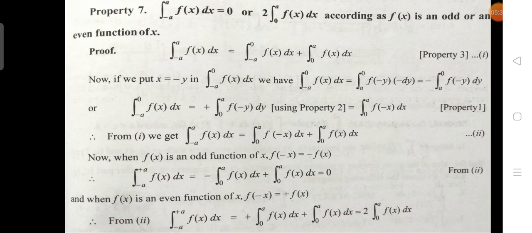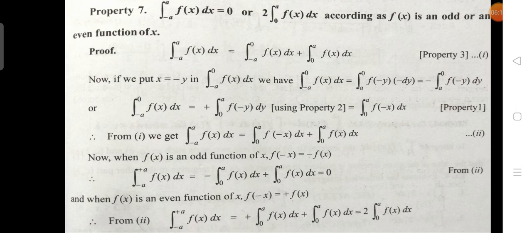The next property is the integral from minus a to a of f of x dx equals 0, or 2 times the integral from 0 to a of f of x dx, according to whether f of x is an odd or an even function. For an odd function it is 0, and for an even function it is 2 times the integral from 0 to a of f of x dx.